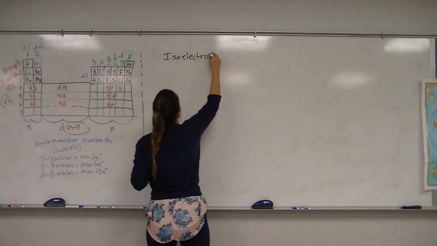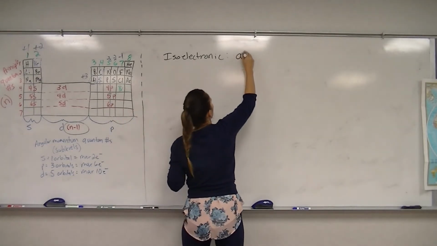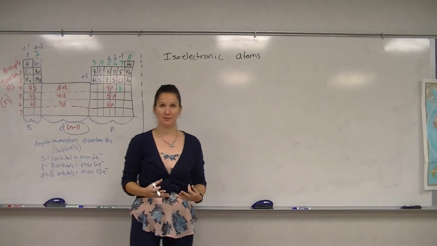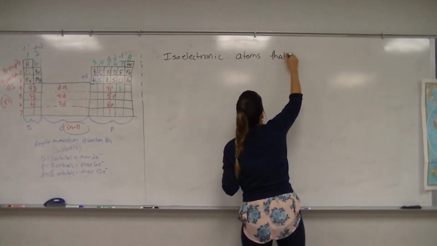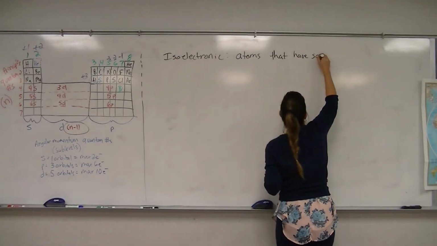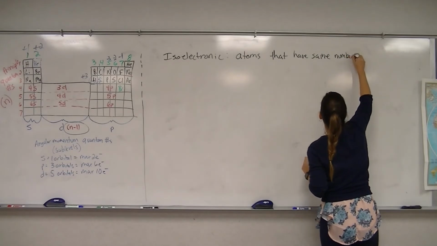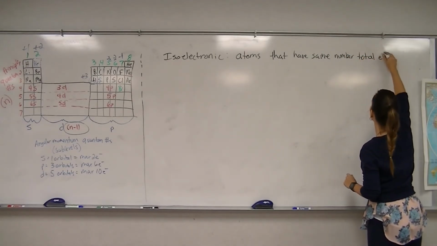Isoelectronic. So these are atoms, and they can be charged atoms or neutral atoms, but it's just atoms that have the same number of electrons. And let me be more specific, same number of total electrons. So we're not looking at just valence, total electrons.